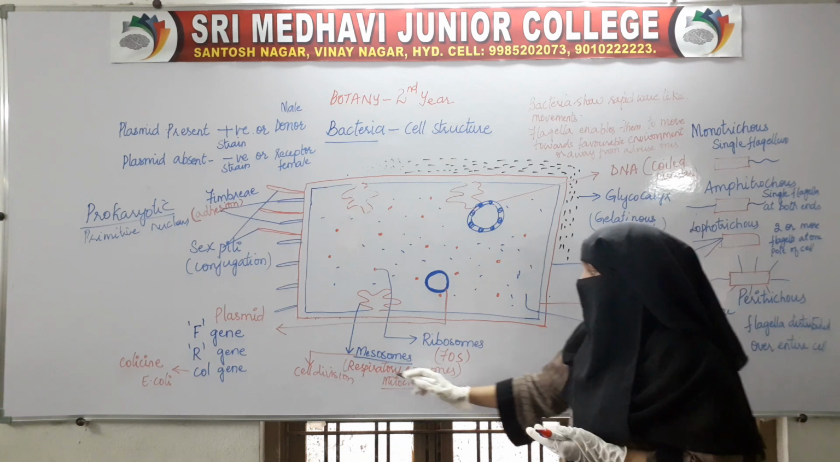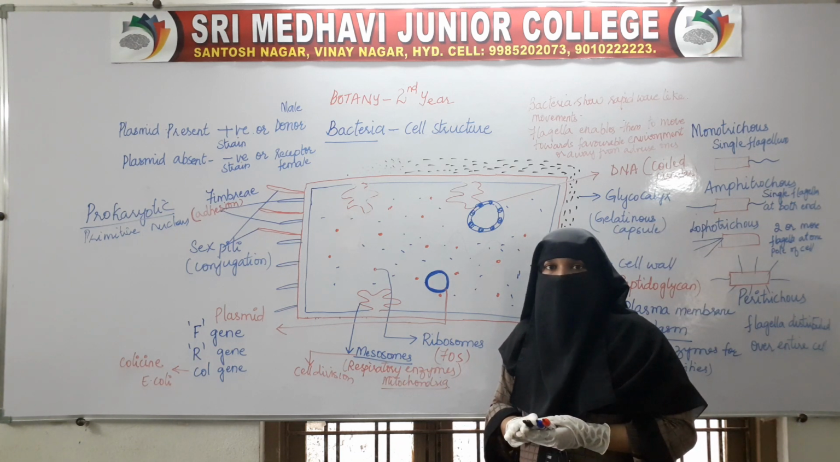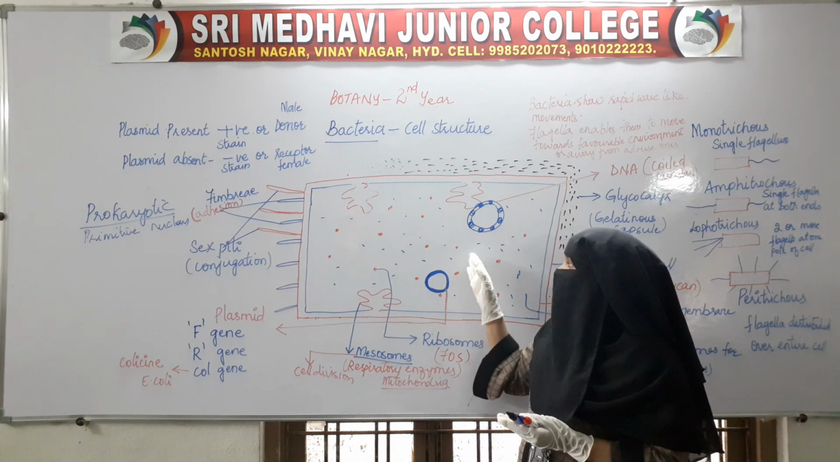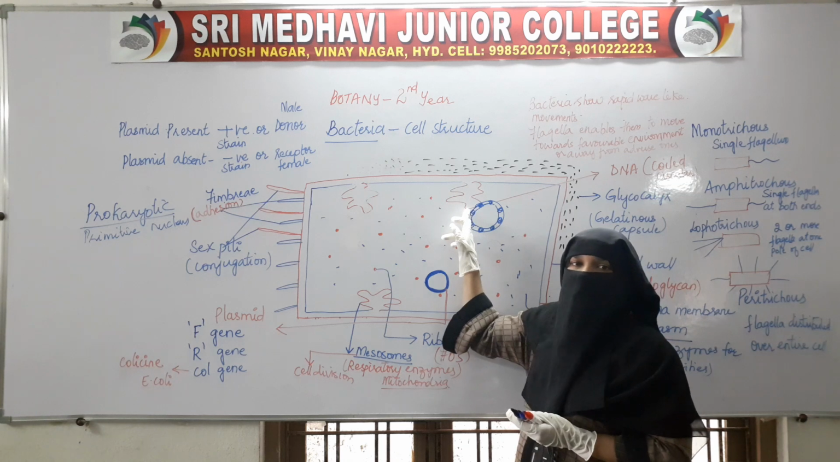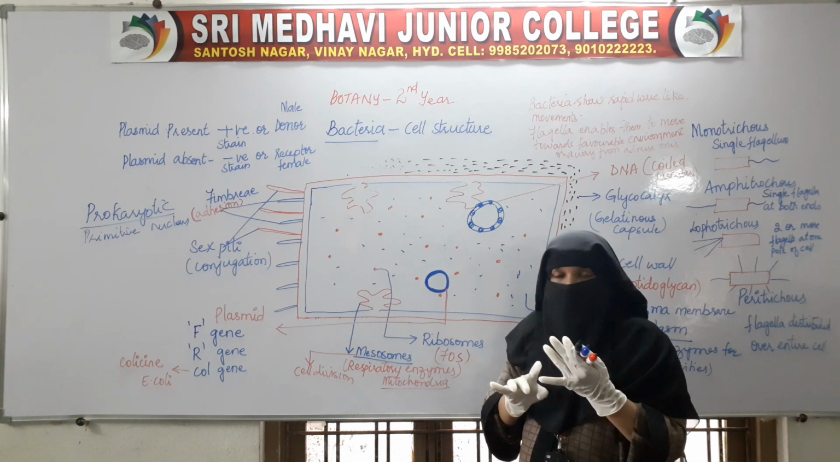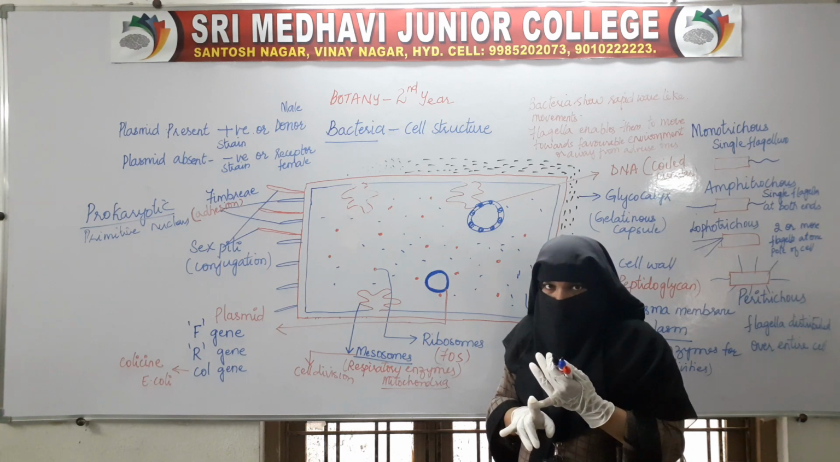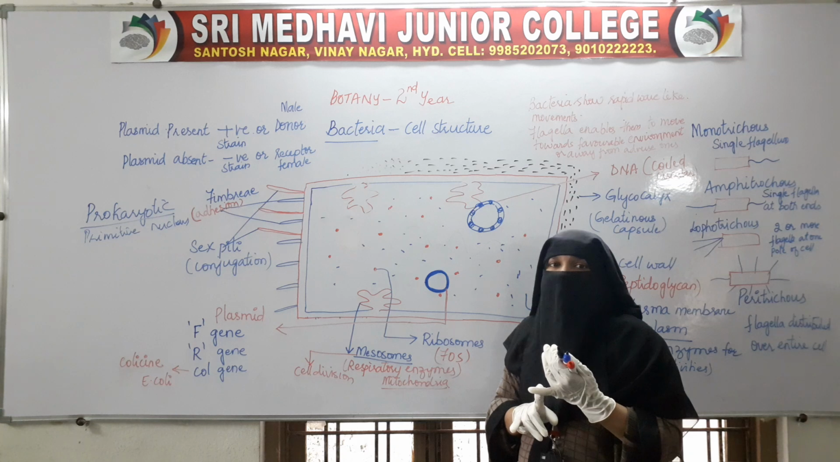So that is why we can say mesosomes also help in cell division. It is to the mesosomes that the genetic material goes and attaches before the cell division. So mesosomes help in respiration of the cell as well as in cell division.